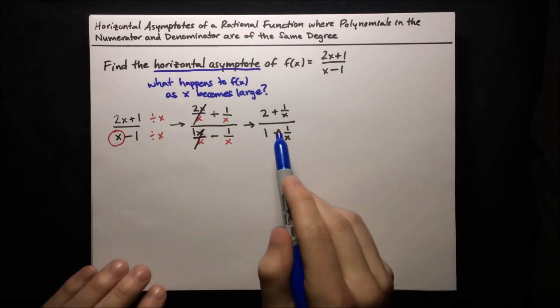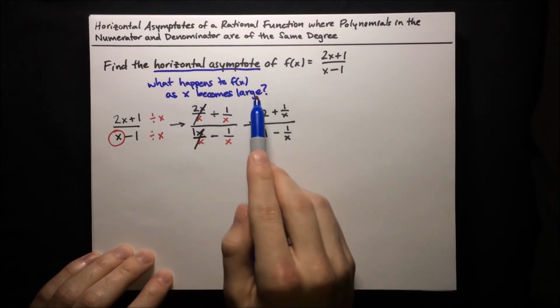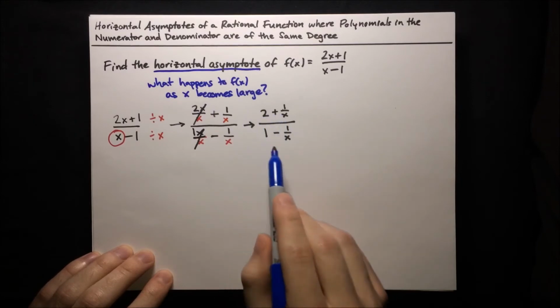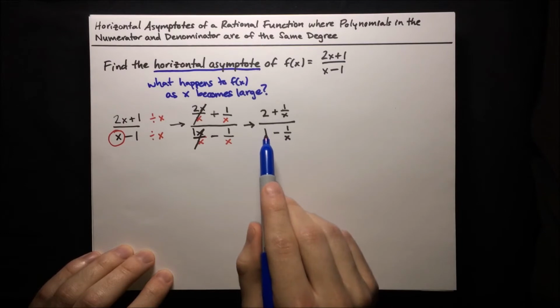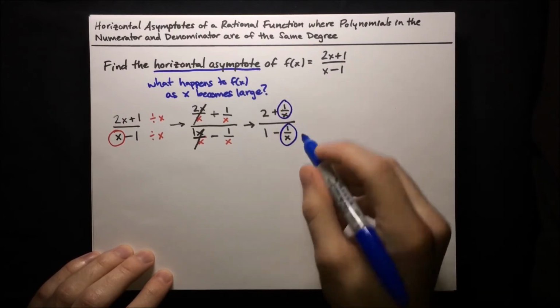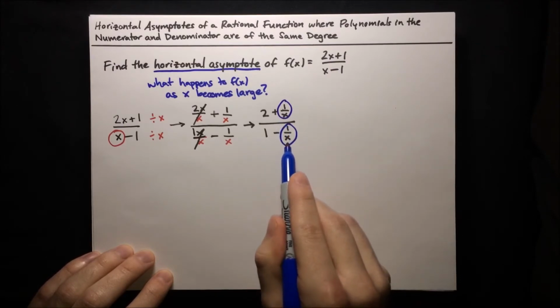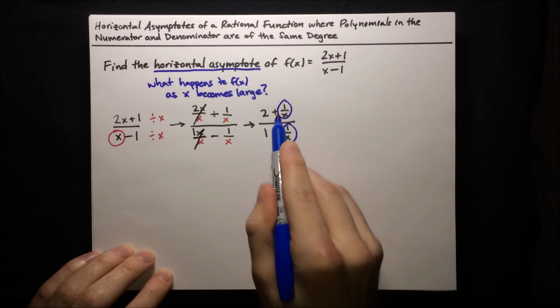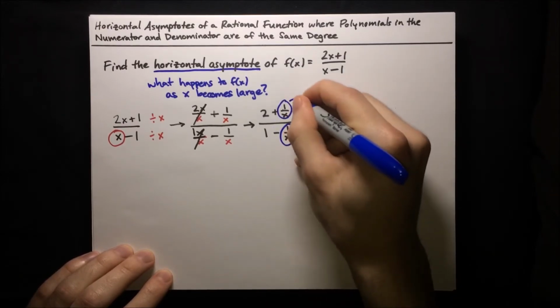Now using this form, we're going to ask our question again. What happens to f of x as x becomes large? So looking at all these terms, what happens as x becomes large? Well, the 2 and 1 stay the same, but the 1 over x here and here, these both go to 0. And so let's talk about why that is. So as x becomes large, these terms both approach 0.